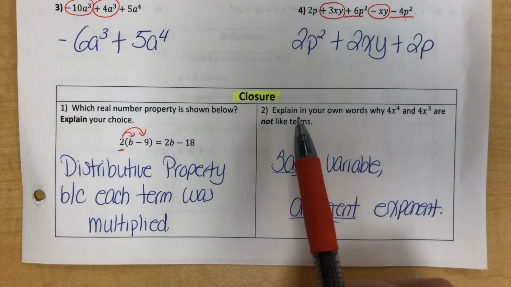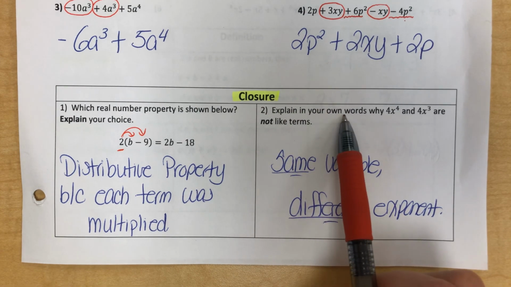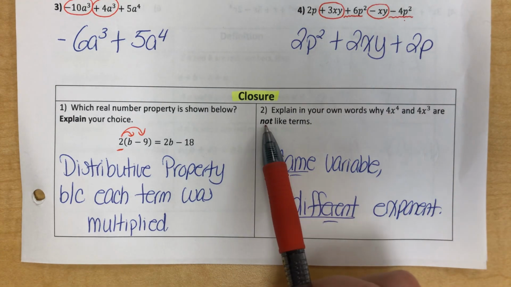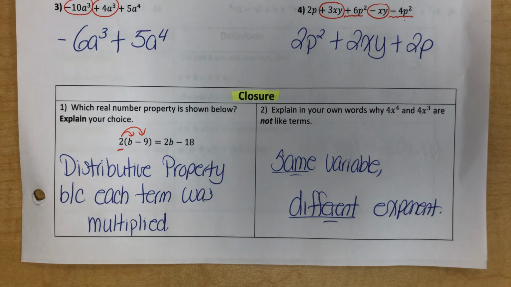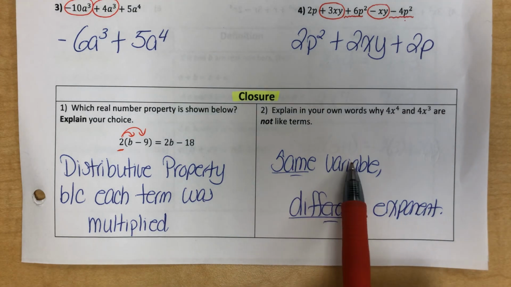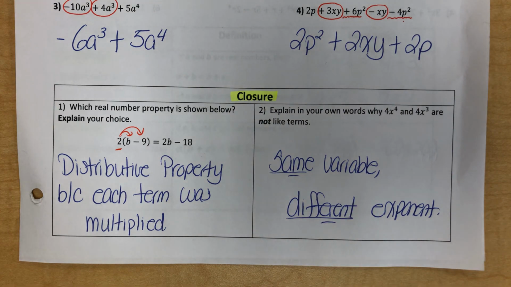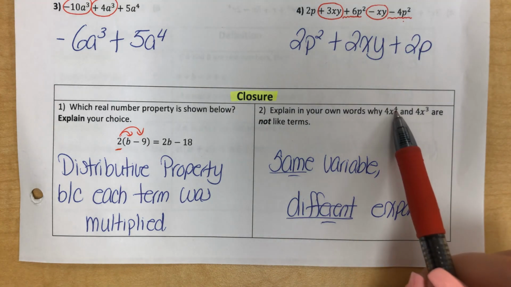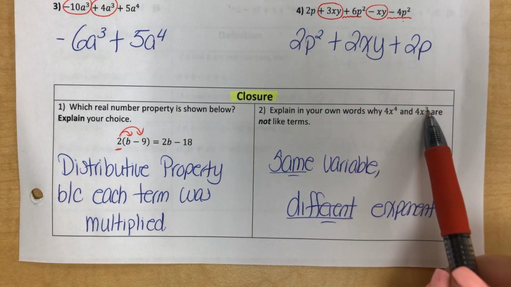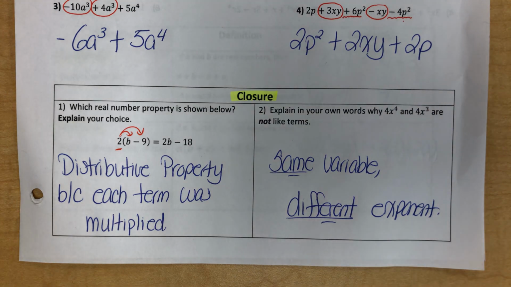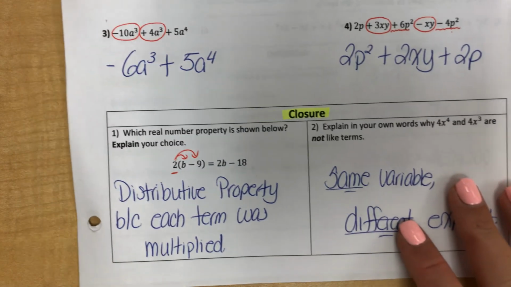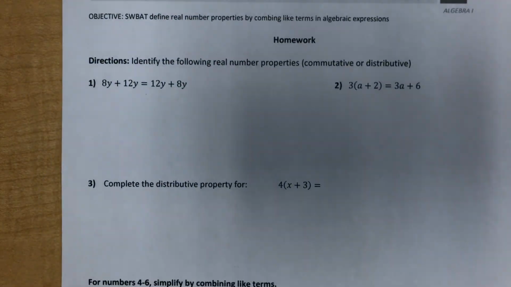Number 2, explain in your own words why these guys are not like terms. Well, like terms need to have the same variable, and they also need to have the same exponent, and this one doesn't. It has a different exponent. Here it's a 4, and here it's a 3. It should be matching.